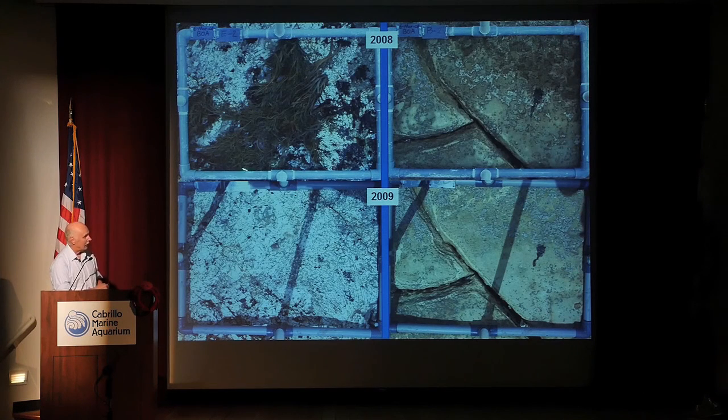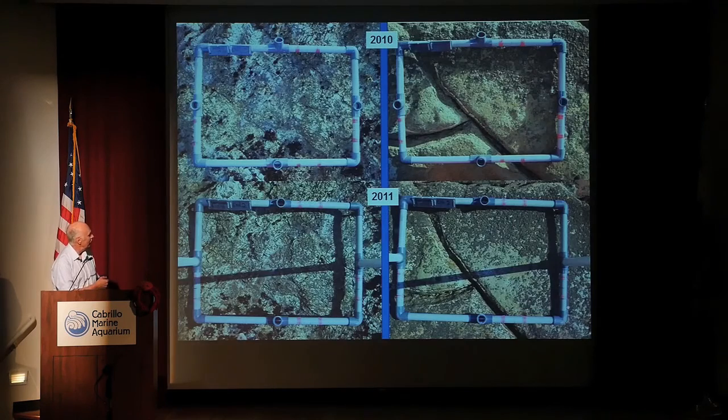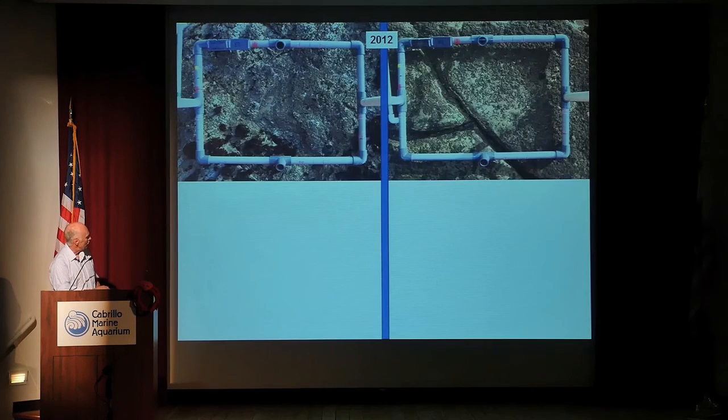2008, not much rockweed left over here. Still got barnacles. 2009, rockweed's completely gone. No rockweed, no Endokladia, not much anything actually. Barnacles over here. 2010, starting to get a little Endokladia back. Still got barnacles up here. 2011, pretty much the same. 2012, pretty much the same. Little Endokladia, lots of barnacles over there.